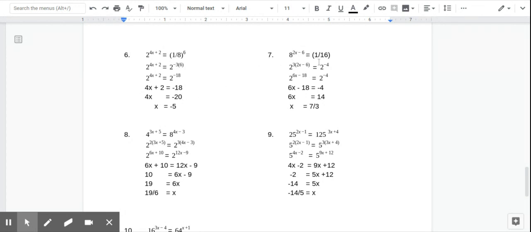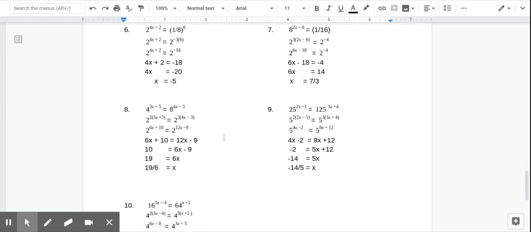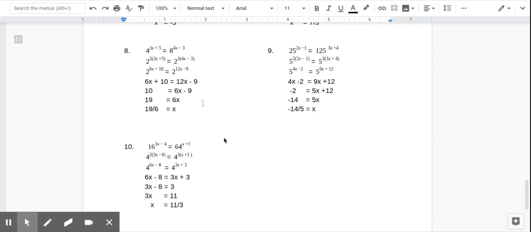8 to the 2x minus 6 is 1/16. Again, we can go to the base of 2. Use our power to power rule, and then set those exponents equal to each other and solve. We have to rewrite both sides to the base of 2. And on both sides, we have to use the power to power rule before we can set those exponents equal to each other. And once again, we can solve, and we get x to equal 19/6.